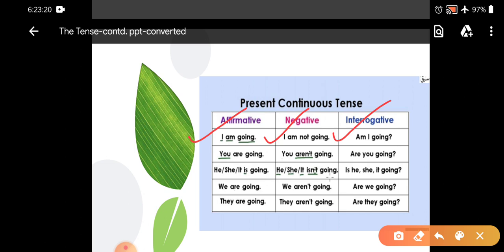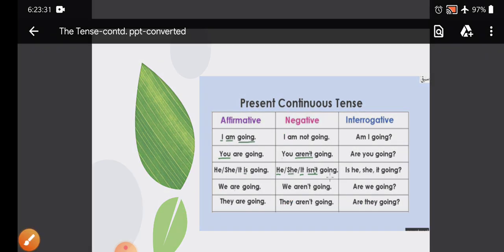Then there are certain more examples, like look at the last one. They are going, they aren't going. Are they going? And for the negative interrogative, I'll say are they not going?